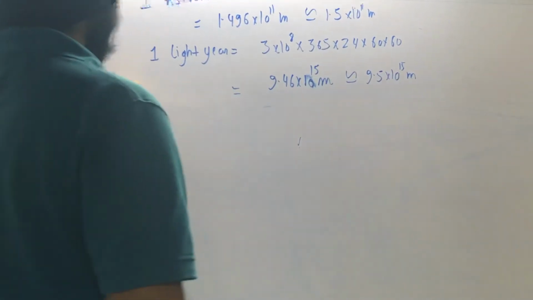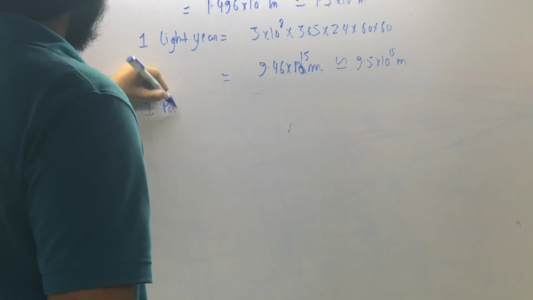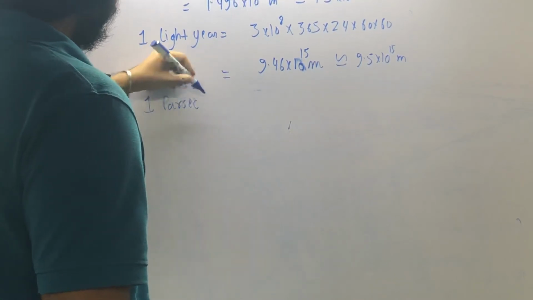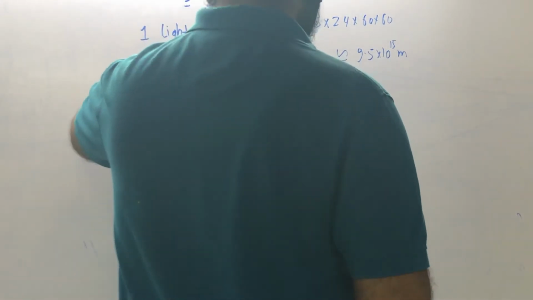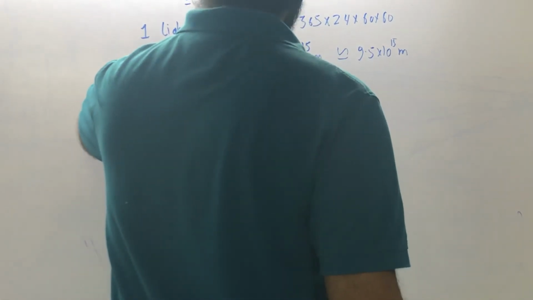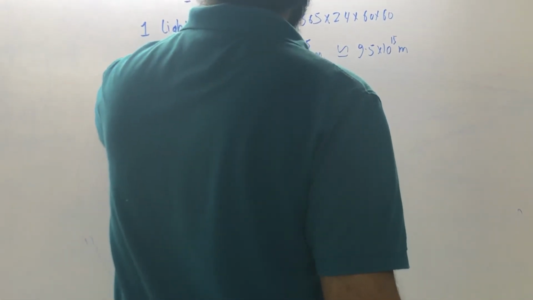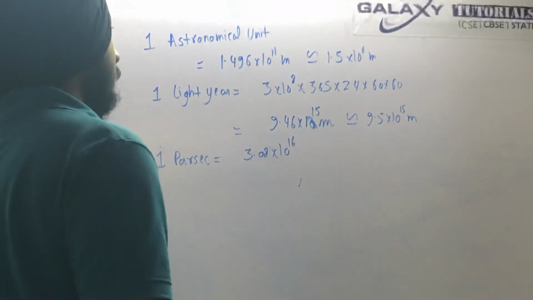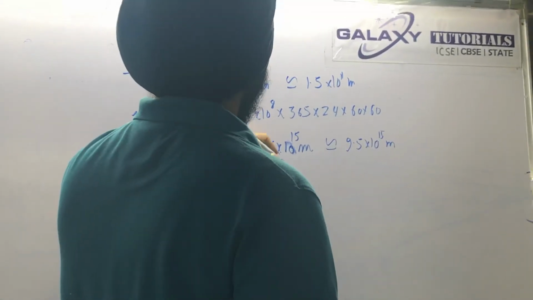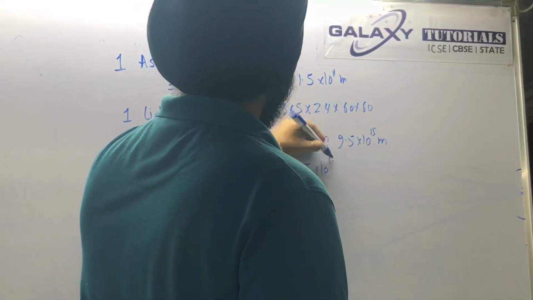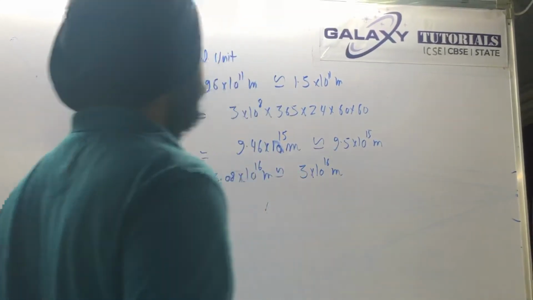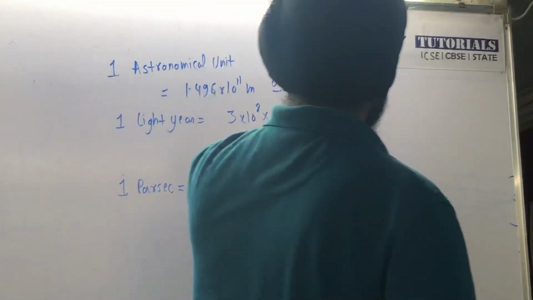And 1 parsec is equal to how much? 3.08 into 10 raised to the power 16 meters. That is approximately equal to 3 into 10 raised to the power 16 meter. And this is approximately equal to 3.26 light years.